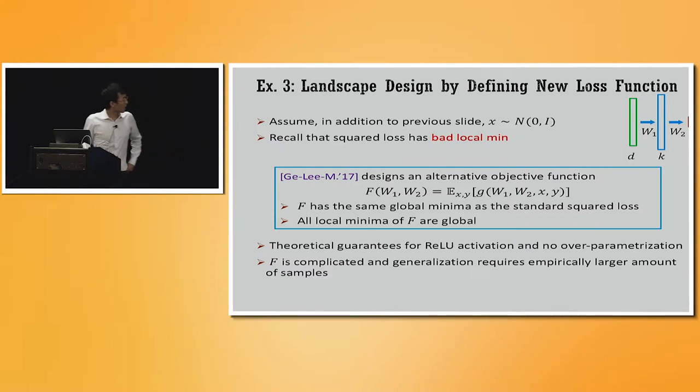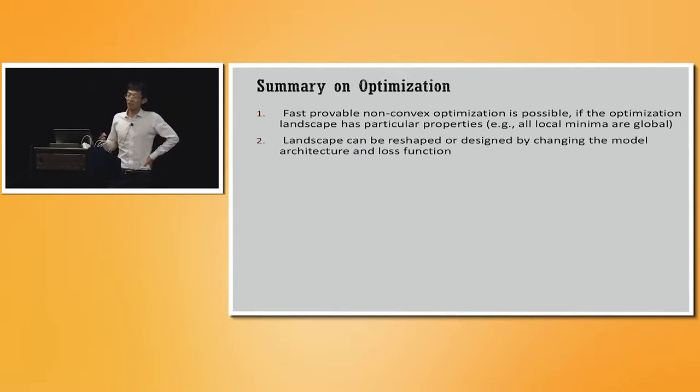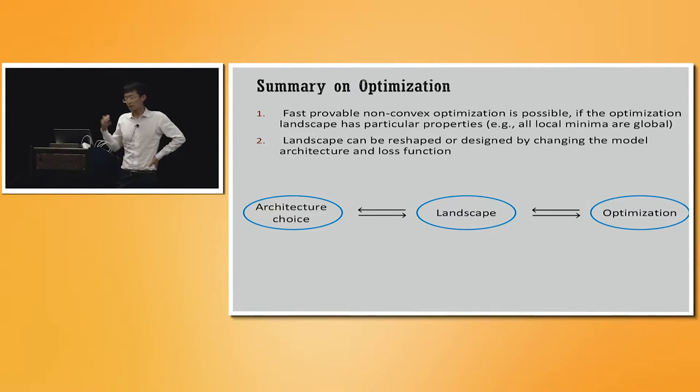All right. So with this note, let me conclude about the optimization, just a short summary. Fast provable non-convex optimization is possible if the optimization landscape has particular properties, for example, all local minima are global. And the landscape can be reshaped or designed by changing the model architecture and the loss function. So again, the interaction between optimization and architectural choice is via the landscape of the loss function.